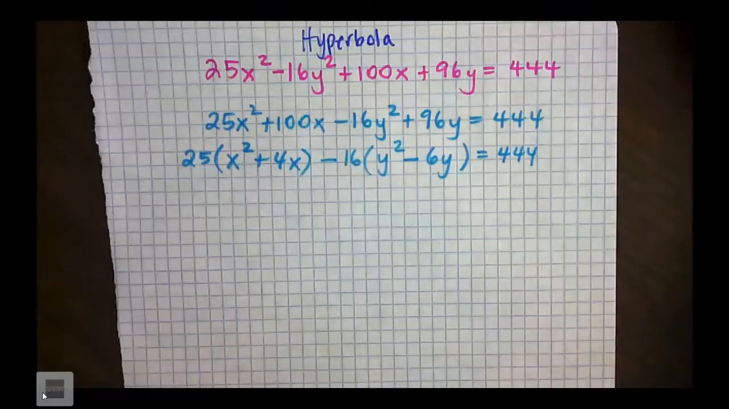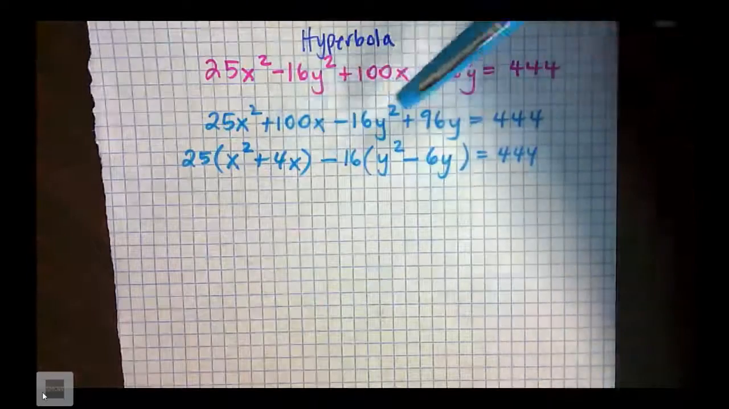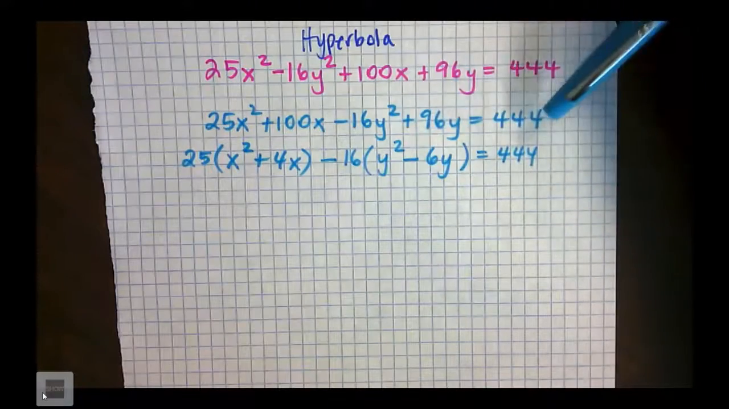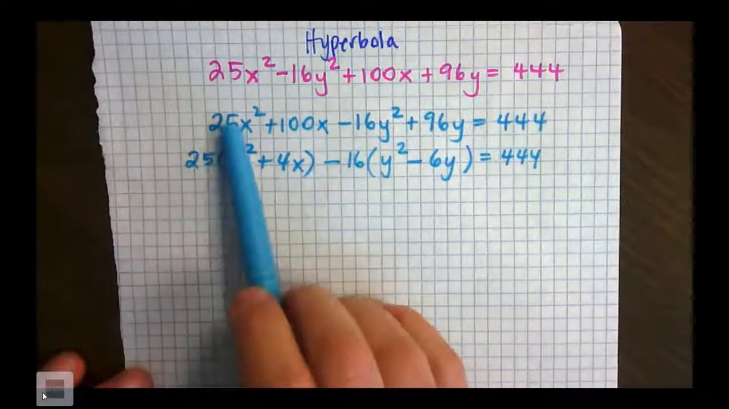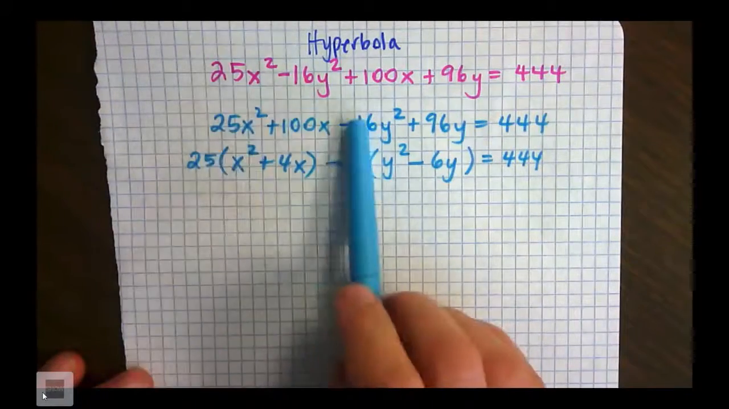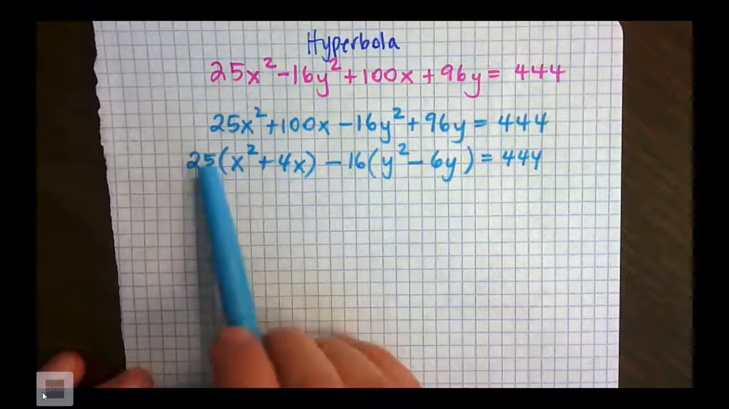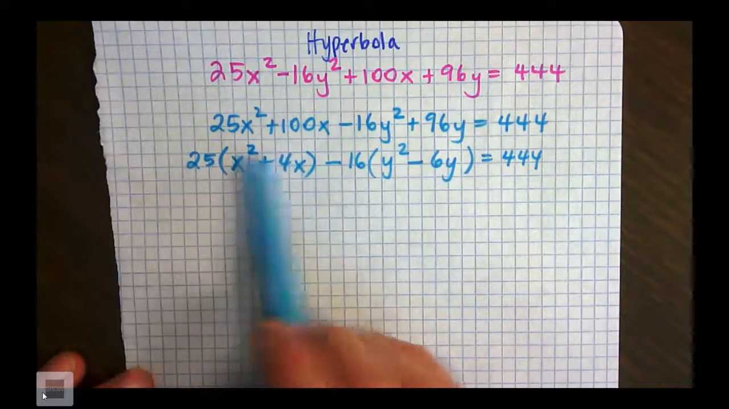All right, guys, so as you can see, I group my x's together, I group my y's together. The number was already on the other side, so that's awesome. But I see that I have numbers other than 1 in the front. So here I'm going to take out that first term, 25, and I get this in the parentheses.